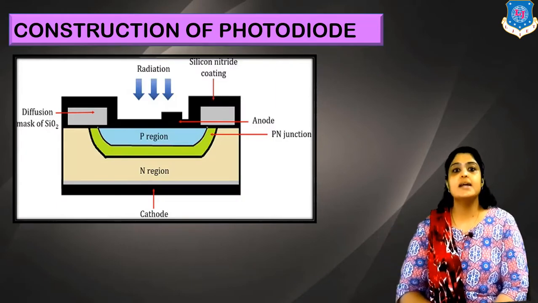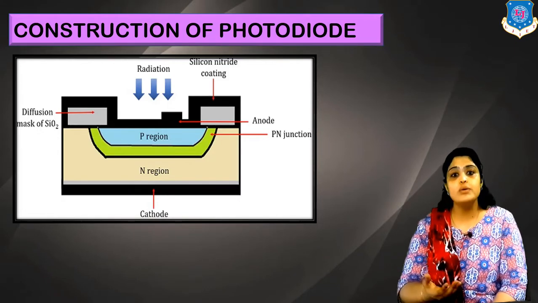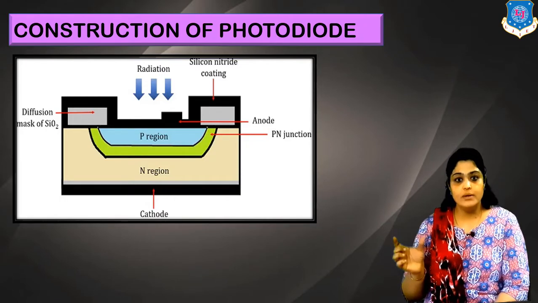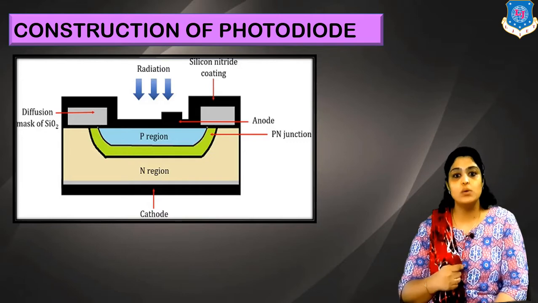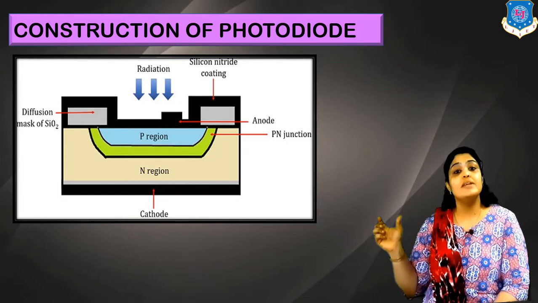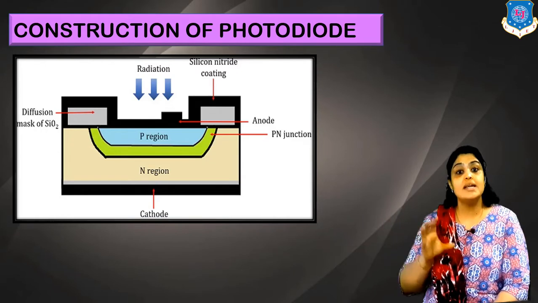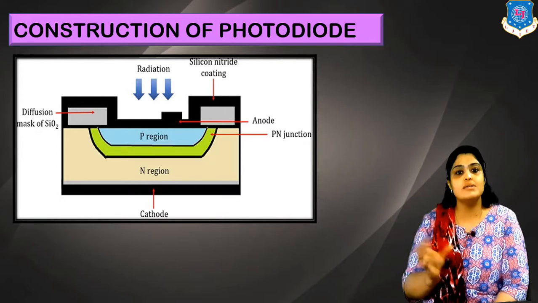Let's understand the construction of a photodiode. This diagram shows how a photodiode is constructed. You can see that there is an anode. Anode means the P-type semiconductor which has holes as majority. Then you have an N region. Just have a look at the diagram. As compared to the P region, the N region has a wider or larger cross-sectional area.